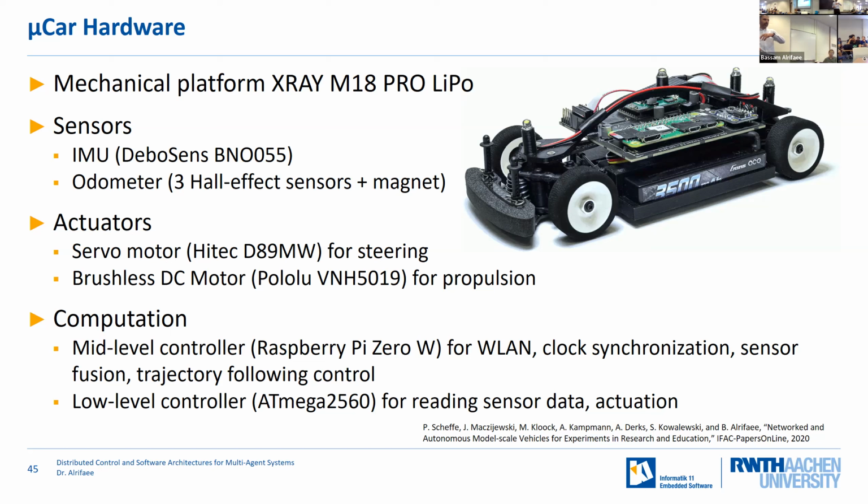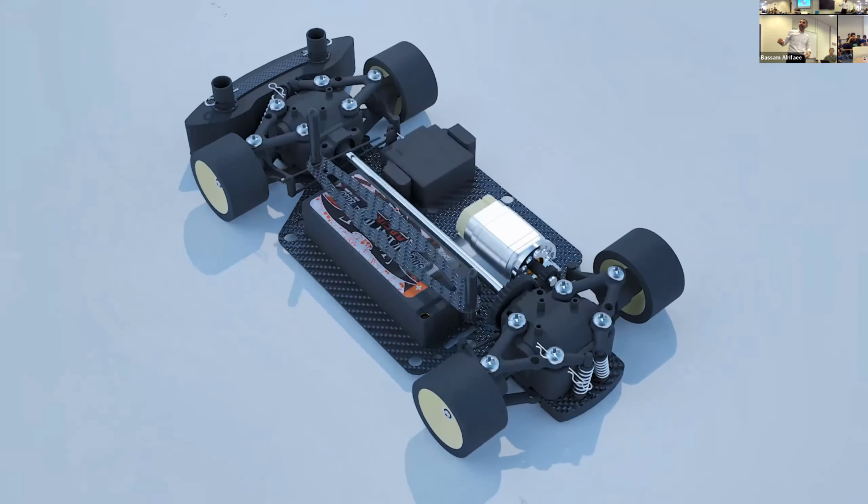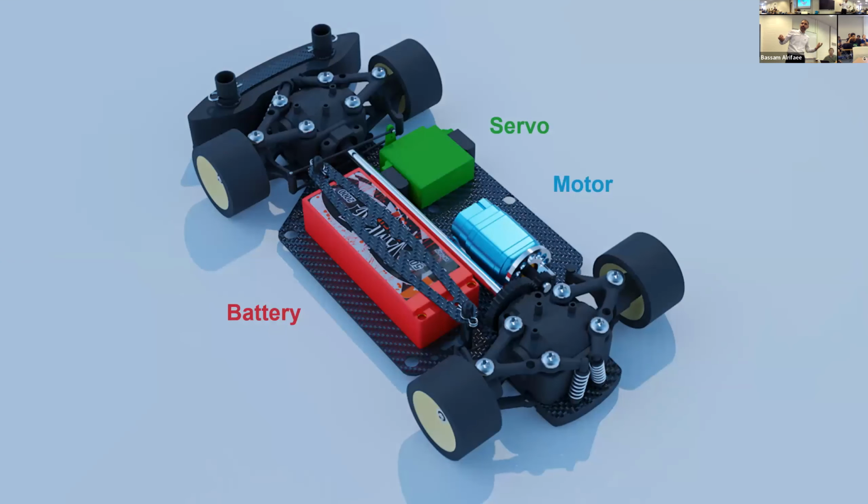And the high-level controller is logically assigned to the vehicle, but we separated it due to the weight, because it's heavy for the vehicles to carry during the experiment. So I have also an animation. We got the parts off the shelf, and we designed a place for the battery, a place for the servo, a place for the motor. So we designed our system.